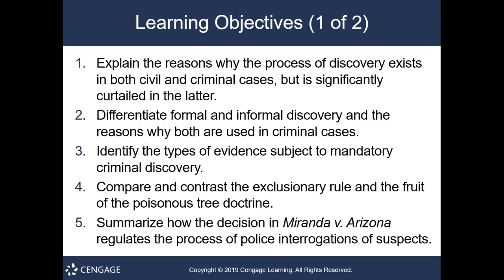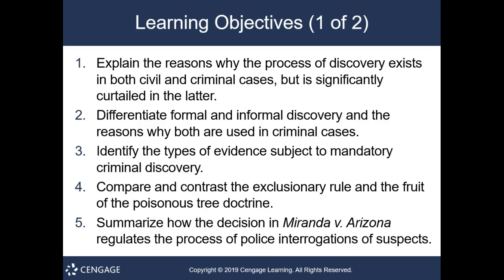Next, we're going to differentiate formal versus informal discovery and the reasons why both are used in criminal cases. And then we're going to identify the types of evidence subject to mandatory criminal discovery. That means where the prosecutor must disclose it to the defense. We're also going to compare and contrast the exclusionary rule and the fruits of the poisonous tree doctrine, and we'll see that that's a judge-made rule to keep police honest to maintaining people's constitutional rights. And so the exclusionary rule is used as a way to take away the benefit if police end up getting evidence through some illegal means.